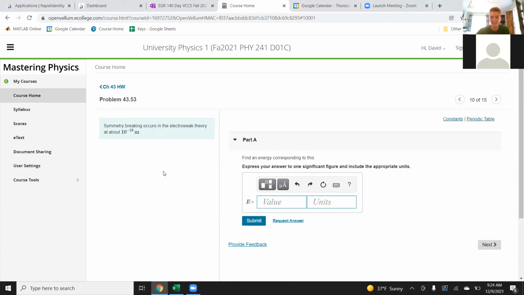Symmetry breaking occurs in the electroweak theory at about 10 to the negative 18th meters. Find the energy corresponding to this. I went and started researching the electroweak force and stuff, but I still didn't quite get it. I think they're wanting you to use that like a wavelength. I don't remember them talking about this. There's a symmetry issue, a supersymmetry, and they call it symmetry breaking, and that's what I'm looking for right now.